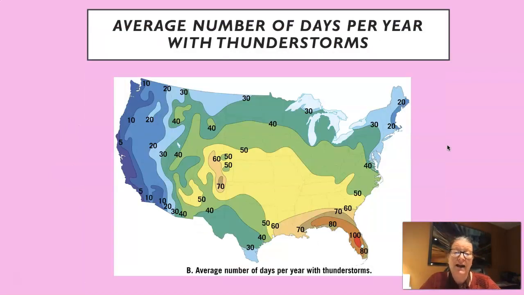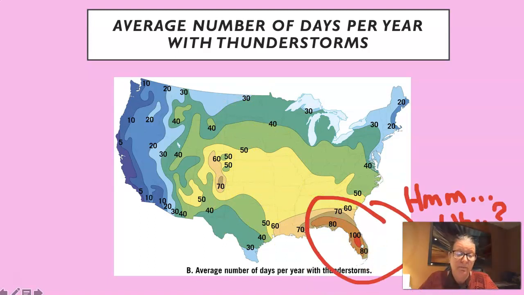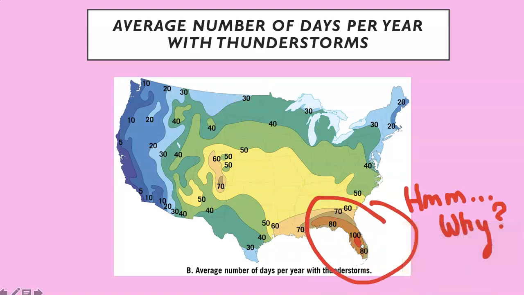Here's a picture showing the average number of days per year with thunderstorms. And you'll notice that there's a large region here in the Midwest where we have a lot of thunderstorms. That shouldn't be surprising because this is, again, where we have dry, cold air coming down from Canada and humid, warm air going up from the Gulf of Mexico, and it meets and creates fronts. We also have our mid-latitude cyclones creating cold fronts here. But I have a question. What's going on with Florida?